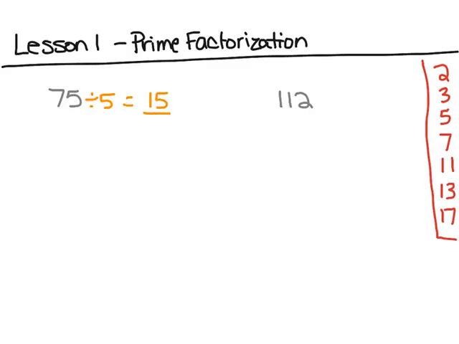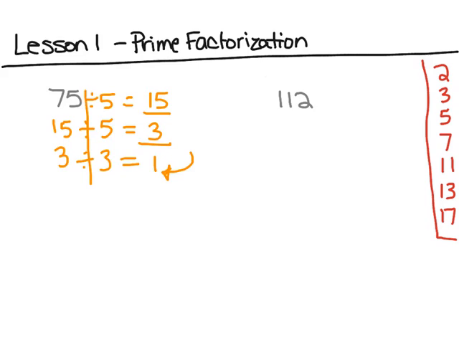Then we're going to bring this number out front, and we're going to break it down smaller. So 15 divided by 5 is 3. Now we're going to bring this number out front. 3 divided by 3 equals 1. You know you are done when you get to a 1.